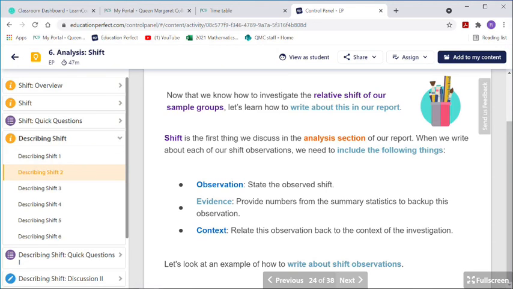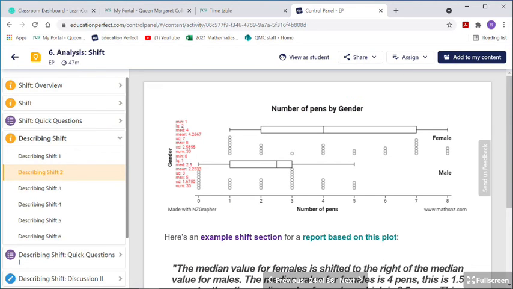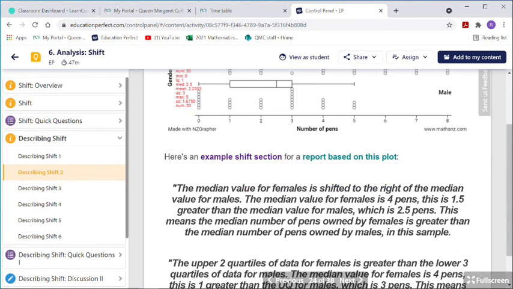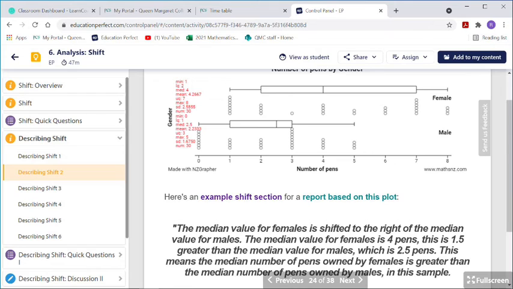Okay? So let's look at an example. Here we go. We have number of pens by gender for males and females. Females seem to have a lot more pens than the males. So do you see that the median for females is above the upper quartile for the males? That means there's definitely a quartile shift. Yes? So look at how they've written it. The median for females is shifted to the right of the median values for males. The median value for females is 4 pens.